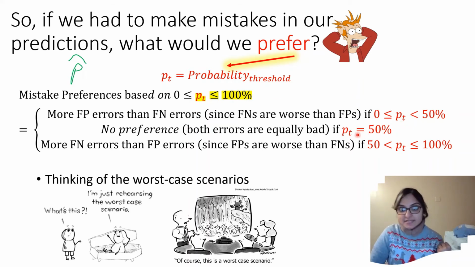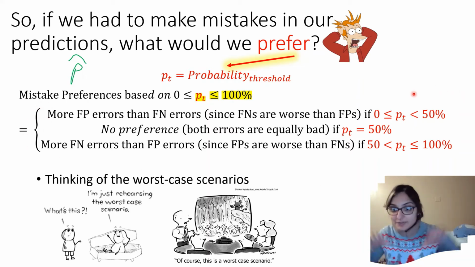And again, the default is 50%. Then you have no preferences. Both errors are equally bad. You just want both to be really small. Even if false negatives are worse than false positives, you don't want to make unnecessary false positives. You just want to reduce the errors that you're making overall for all these approaches.